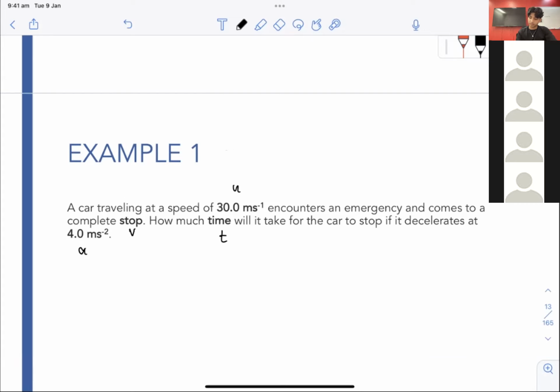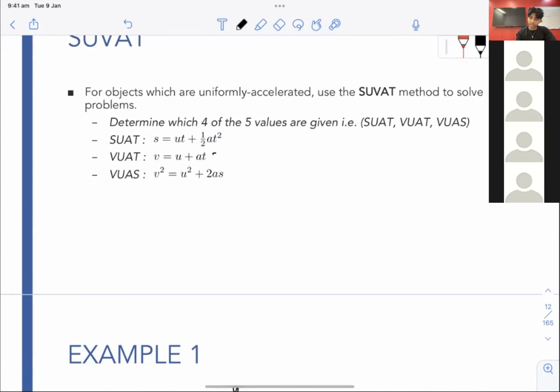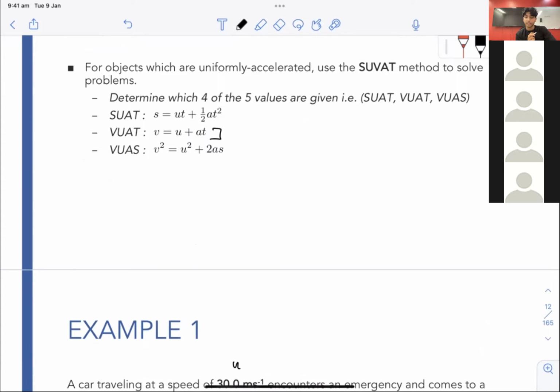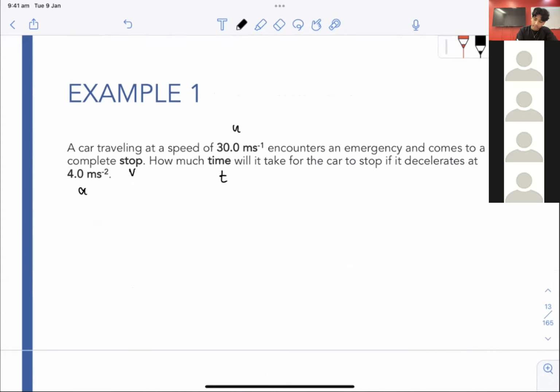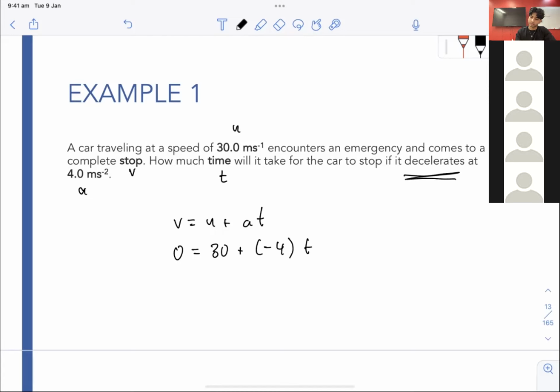Now, if we look back on our equations, we can see that one of them pretty neatly aligns with what we have: the v equals u plus at equation. So we'll chuck this one in. v equals u plus at. Now we're finding t, so we're going to end up making it the subject, but let's just put in what we know first and see where we can go from there. So the final velocity is 0. The initial velocity is 30 meters per second. The acceleration is -4 because it's a deceleration, meaning it's against the direction of motion. So we can represent this as being -4, and the time is what we're finding.